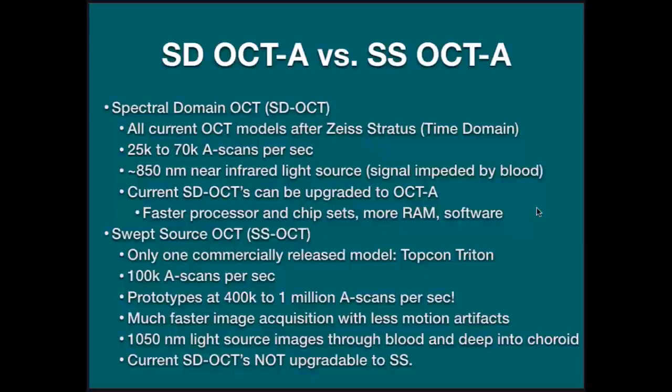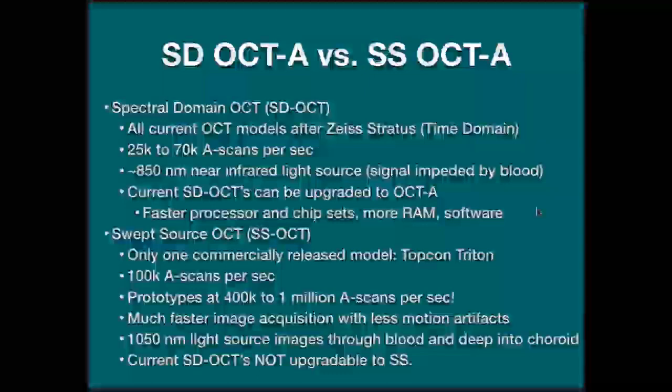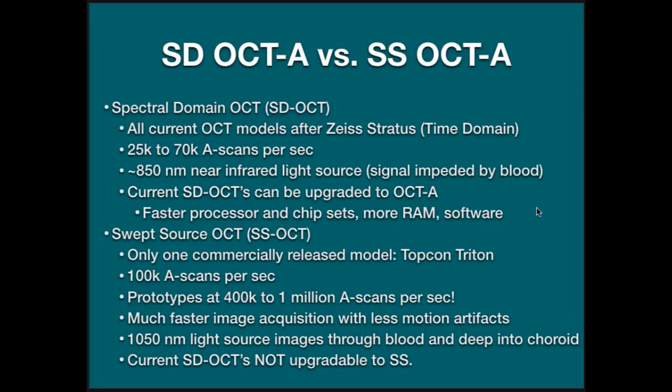Now we're coming to the next iteration of OCT technology called swept source OCT. It's basically a refinement and improvement on SD OCT. It uses a different source of light that's swept source. That's where the name comes from. It scans at a faster rate at about 100,000 A-scans per second. And there are some prototypes in production that are at 400,000 up to 1 million A-scans per second, which is amazing. The resolution is terrific. Image acquisition is much faster, so we get less motion artifacts when we're doing angiography.